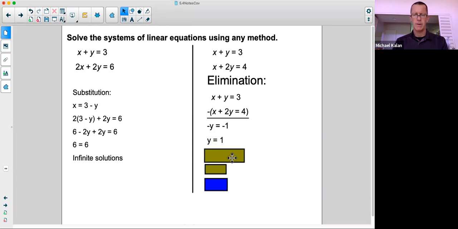And then what do I need to do to figure out x? Plug it in. So I use the top equation, and obviously x equals 2. So my answer is (2, 1). And then we'd want to check, right? 2 plus 1 is 3. 2 plus 2 times 1 is 2, so 2 plus 2 is 4. Yay.